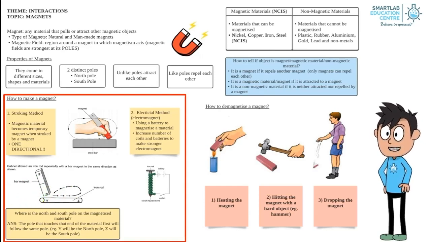When stroking the magnetic material with the magnet, it should be in one direction. To identify where the North and South Pole is on the temporary magnet, the pole of the magnet that touches the magnetic material will follow the same pole.